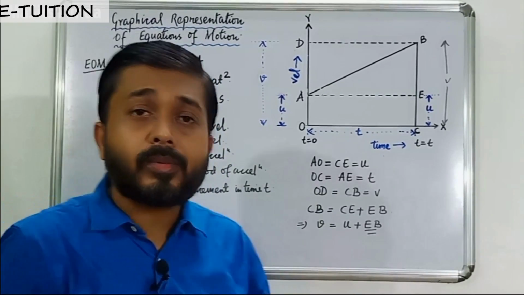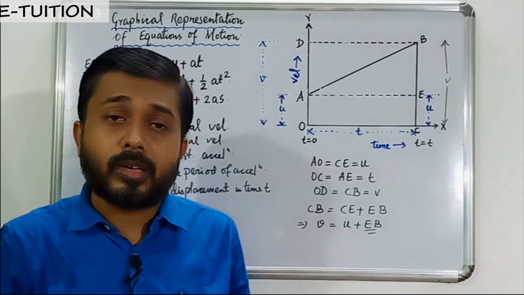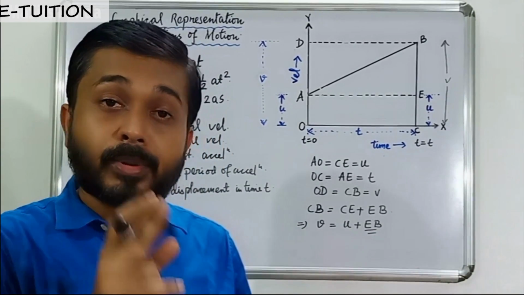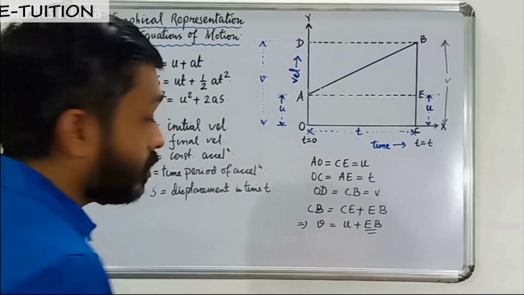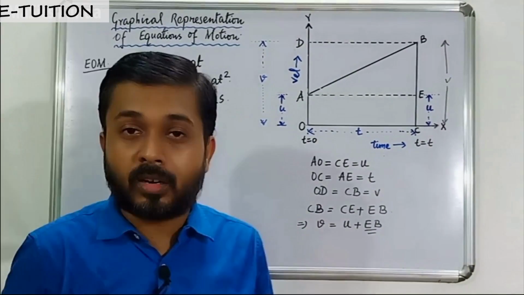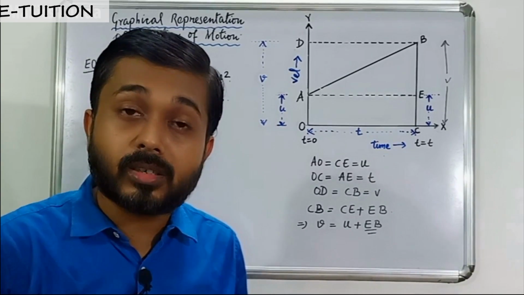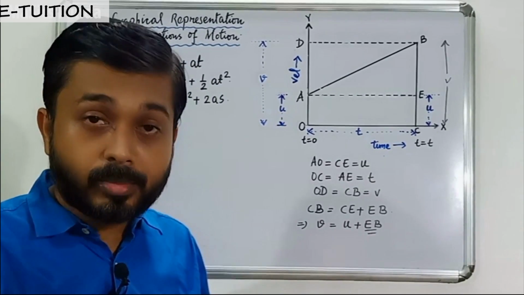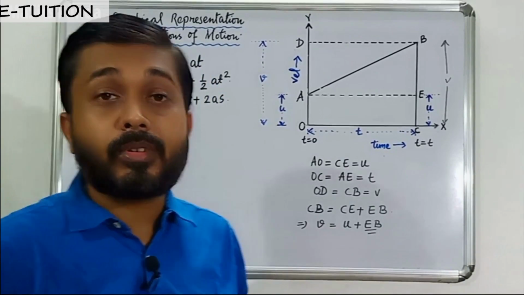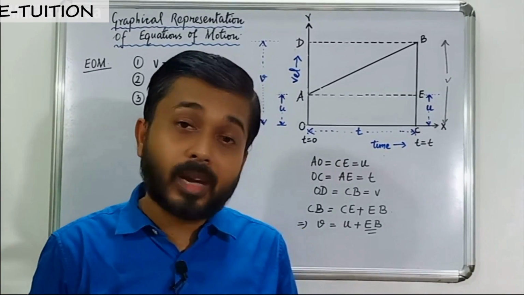How much is this change in velocity? Now an important point of the velocity time graph is that the slope of the VT graph gives us the acceleration. Please keep a note of it. Now what is slope? The slope means tangent of the inclination of the velocity time graph. Inclination means the angle at which the velocity time graph is inclined with the time axis.